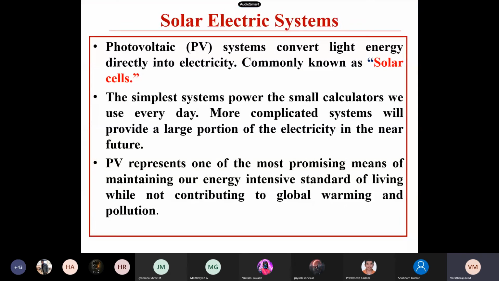And see, the solar photovoltaic system converts the light energy.